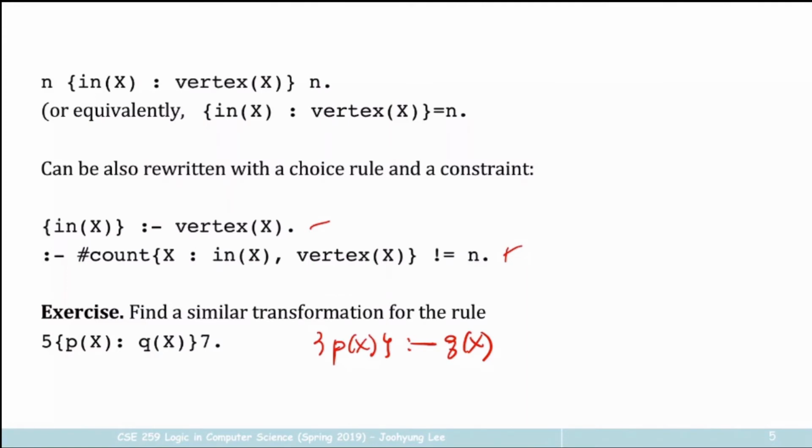So in the first line, it is saying that the number of x that belongs to px qx, if it is less than 5, then it violates the constraint, right? And in the next line, if it is greater than 7, then it also violates the constraint. So in order not to violate the constraint, the count should be between 5 and 7 inclusive, right? Any doubt? Looks good to me.